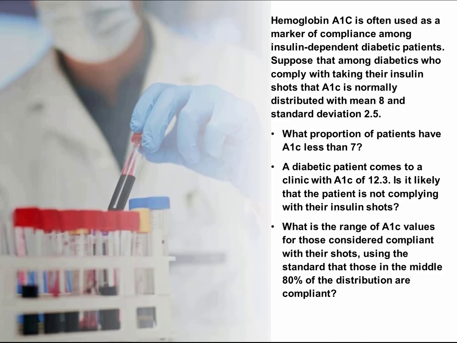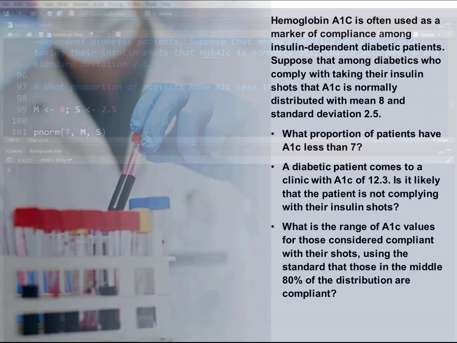Hemoglobin A1C is often used as a marker of compliance among insulin-dependent diabetic patients. Suppose that among diabetics who comply with taking their insulin shots, A1C is normally distributed with mean 8 and standard deviation 2.5. What proportion of compliant patients have A1C less than 7?